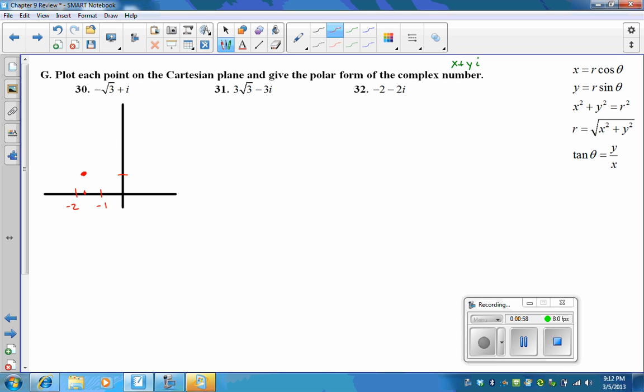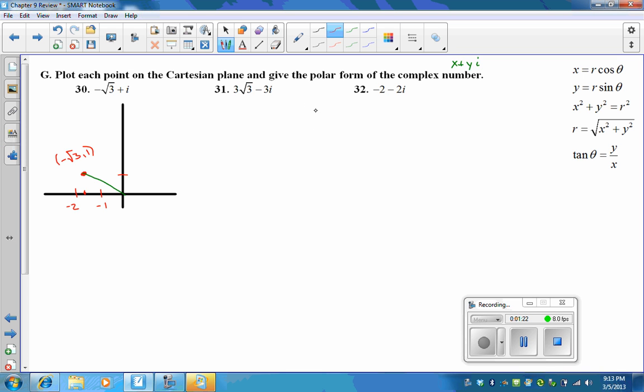The only difference between plotting polar and rectangular is that we will then connect that point back to the origin with a line. So there is how we plot the point. We plot the point negative root 3, 1, and then we connect it back to the origin. And then we convert it to polar form.